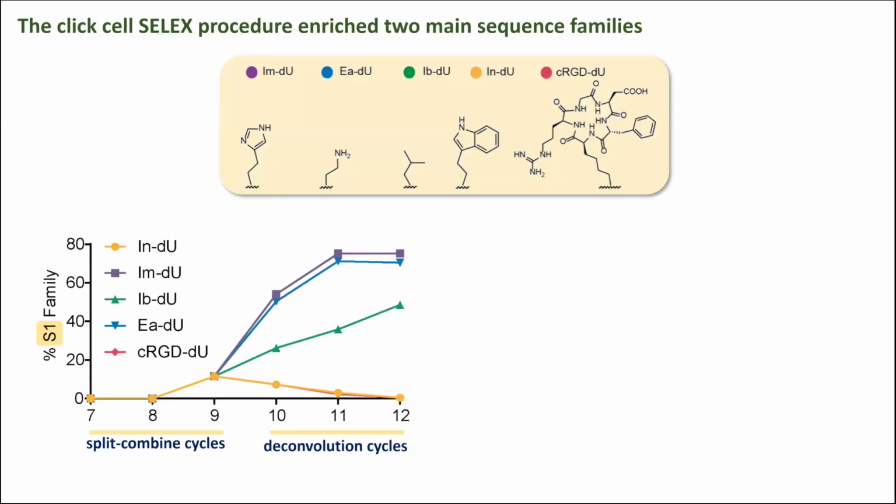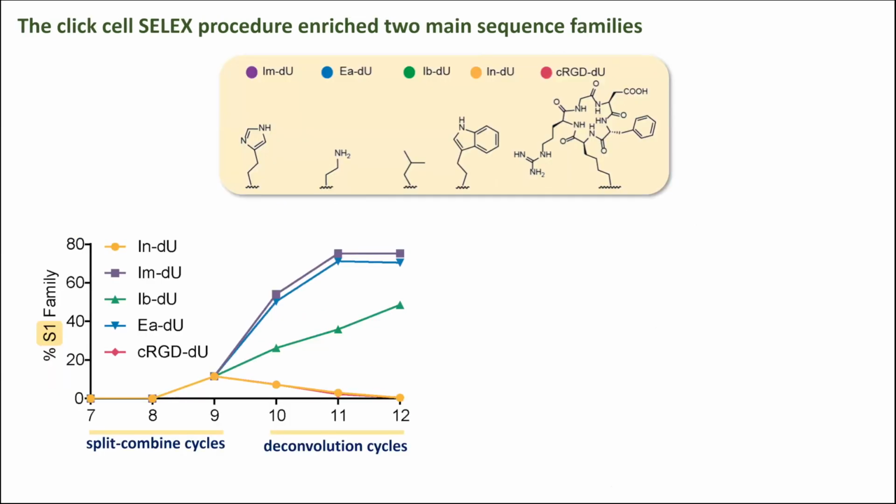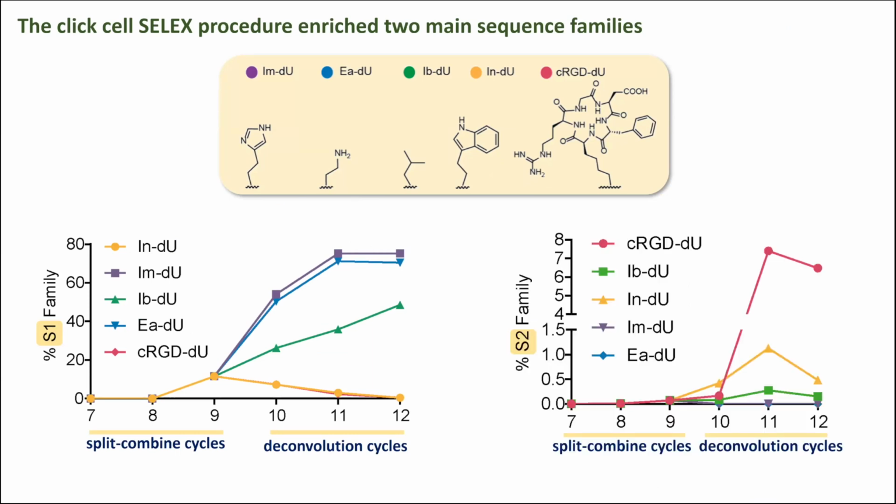You can see this also if you look at the 2 families that you're getting. We can name them family S1 and family S2. If you look at the entire distribution, you can see the frequency of each family going through the 9 cycles, a split-combined pathway. Then we do the different enrichments with the individual modifications, and with imidazole, ethylamine, and isobutyl it's going up, while it's going down with the other 2. For the other sequence it's the contrary: it's going up with the peptide, going up a little bit with the indole, and not so strongly with the other 2.